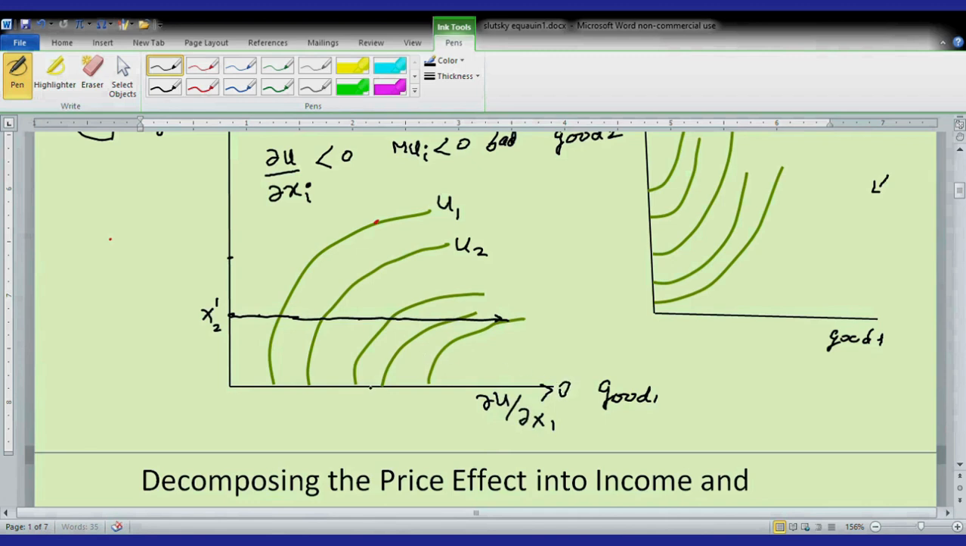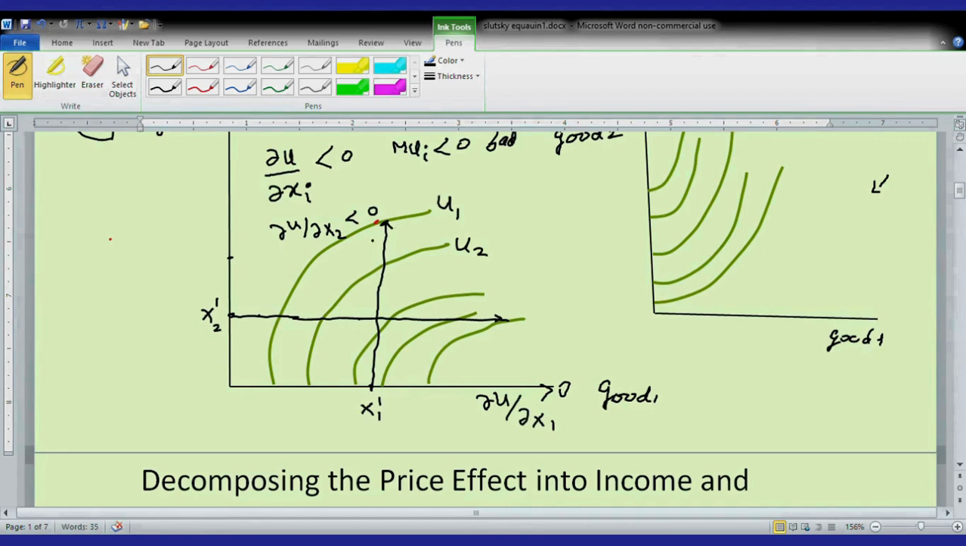If, on the other hand, you keep the consumption of good 1 constant, for example at x11, and increase the consumption of good 2, you see that you move from a higher to a lower utility level, and so your utility decreases. This means that this is the case where ∂U/∂x2 is actually less than 0, so good 2 is a bad good.